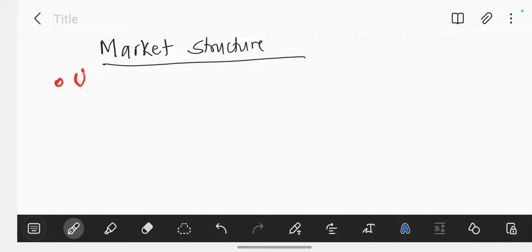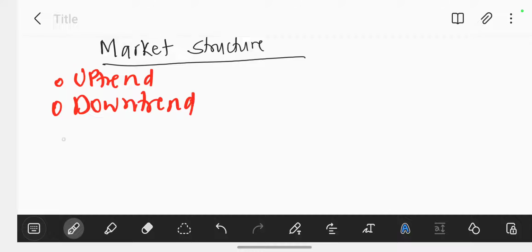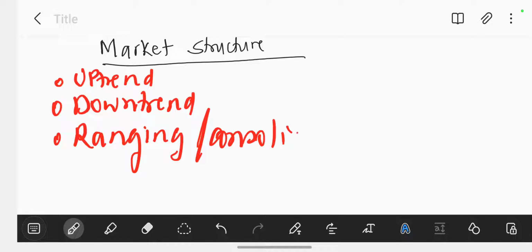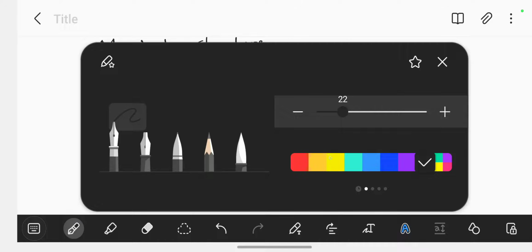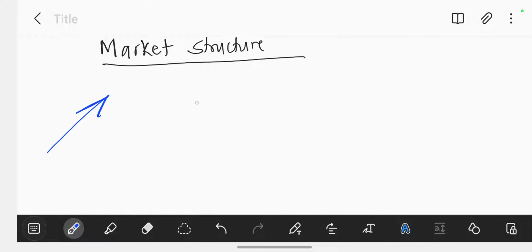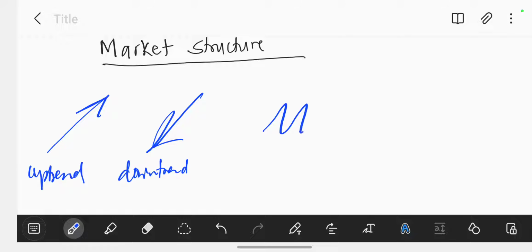Number one, it's either we are in an uptrend, downtrend, or we are ranging, or some will say consolidation, when we are not making any strides in either direction. So uptrend, the price is basically moving up, and then downtrend is going down, and then consolidation, we are basically going to the side, not making any impulse moves in either direction. So this is consolidation.